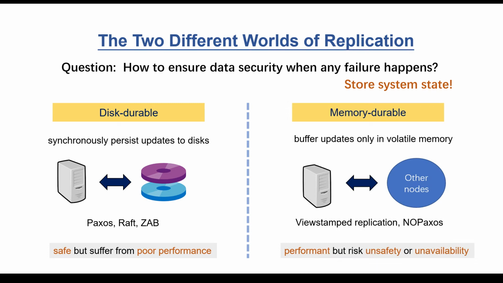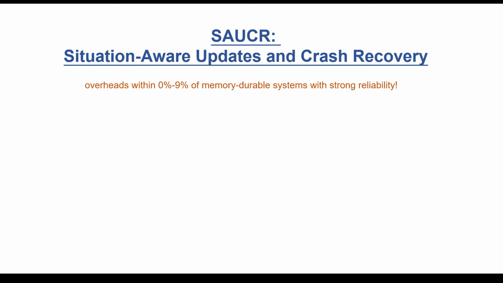The contrasting method, which is called memory durable, only buffers the updates in the memory of these nodes, and obviously it is performant, but it is at high risk of data loss and unavailability. So here comes the idea: why shouldn't we just combine these two ways of replication together into a hybrid protocol? So here comes their solution.